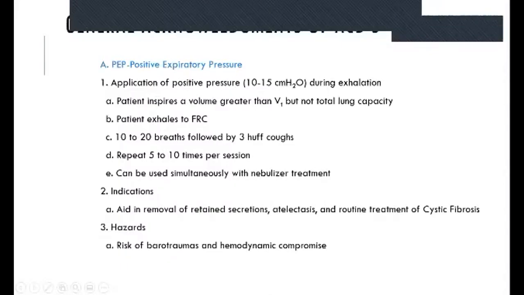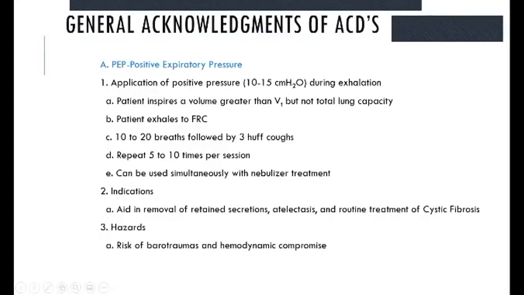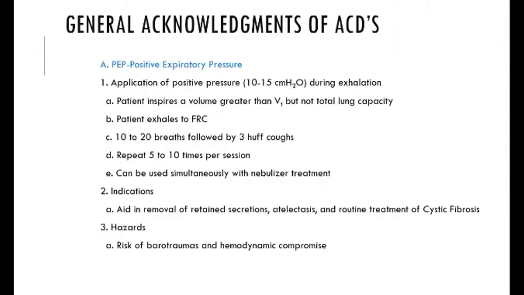Indications: to aid in the removal of retained secretions, atelectasis, and routine treatment of cystic fibrosis. You have patients who have cystic fibrosis. I think that's one of the C-beta diseases. Cystic fibrosis is a terrible genetic disease that usually happens in Caucasian children. It's a terrible disease, and they have terrible outcomes. They're getting better, they're living longer, but it's a bad thing. You'll learn it when we get to those obstructive diseases.